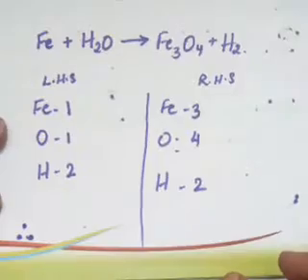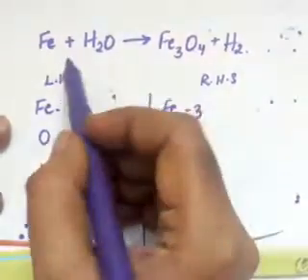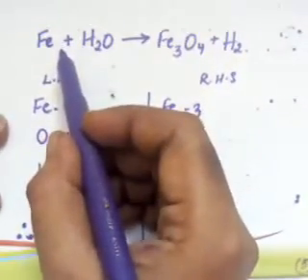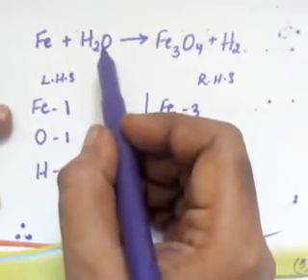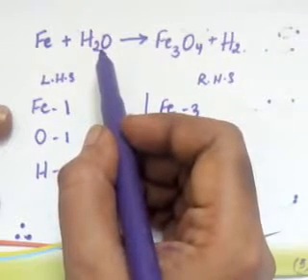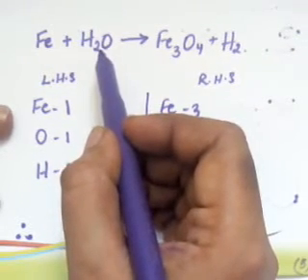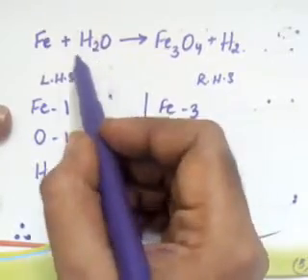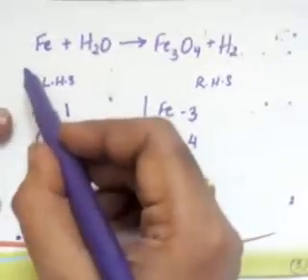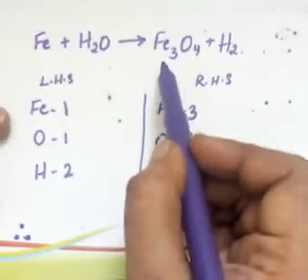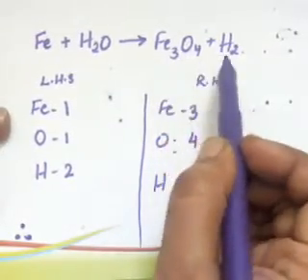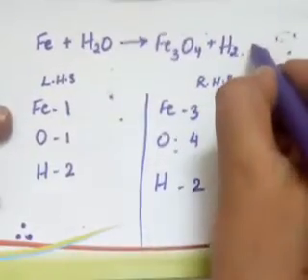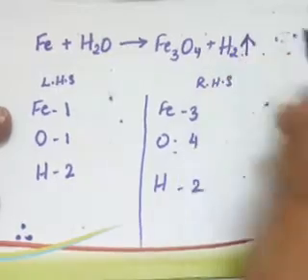I have taken a very simple equation over here, that is iron reacting with hot steam. You should know the word equation also, and you should know how to convert it into a skeletal equation. When hot steam is passed over iron, we get iron oxide, along with hydrogen gas being evolved.